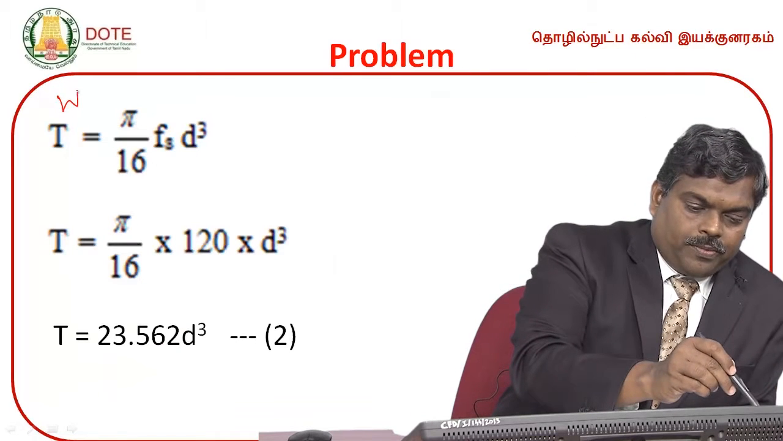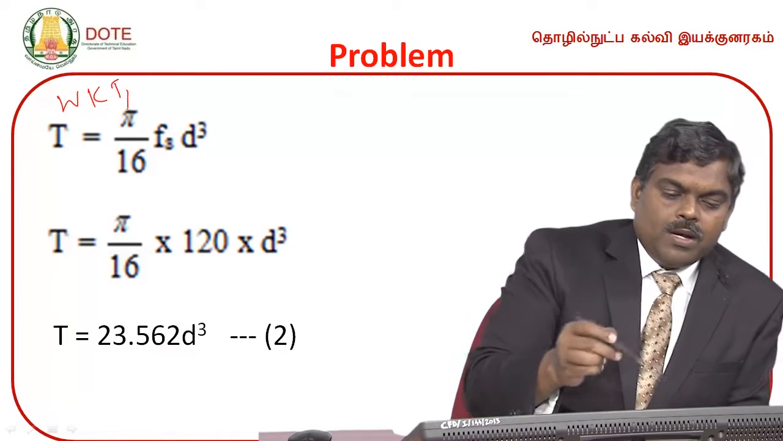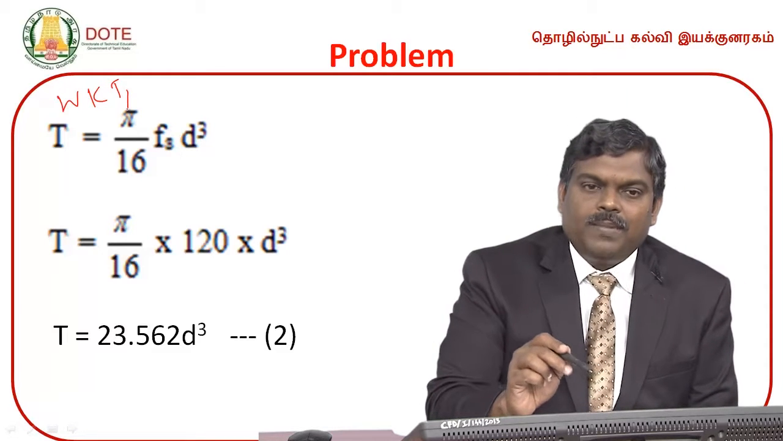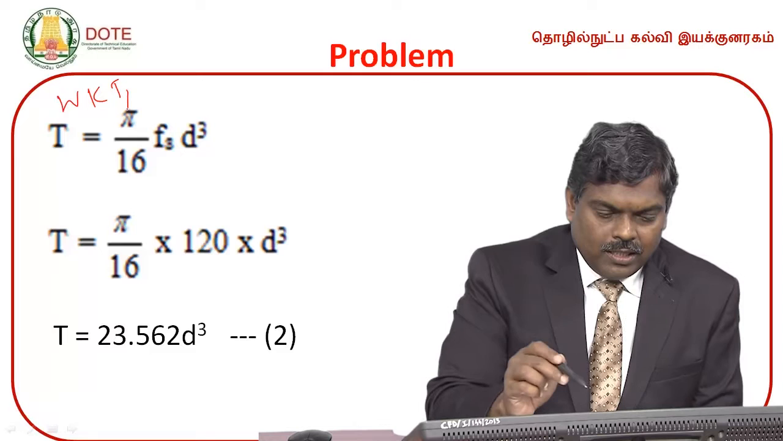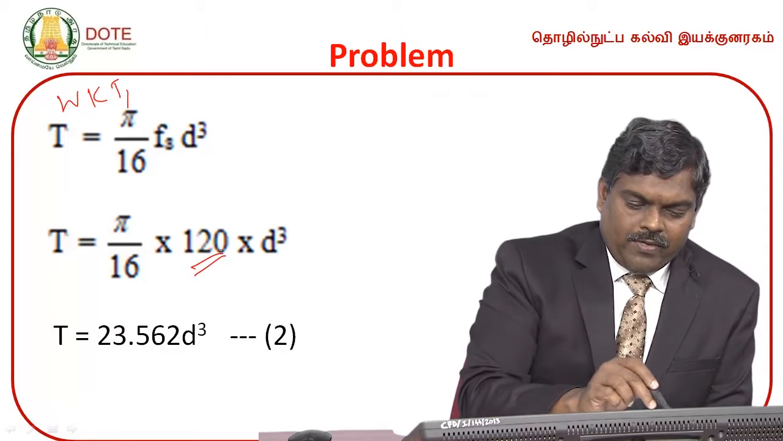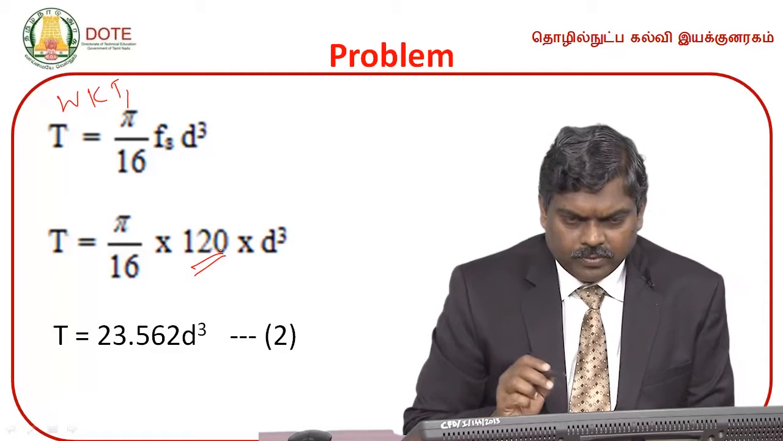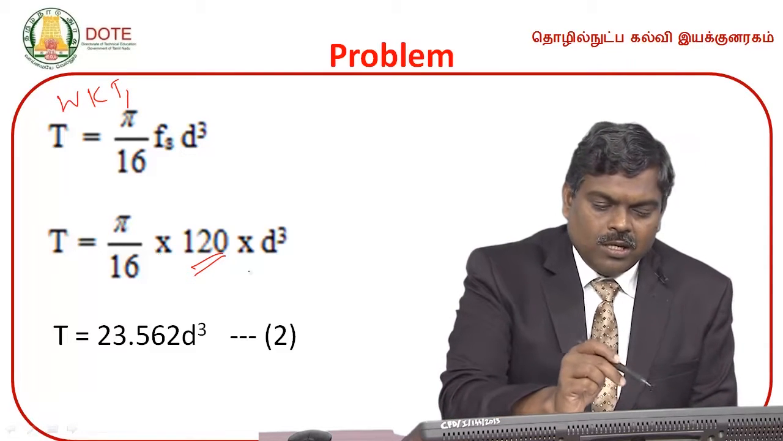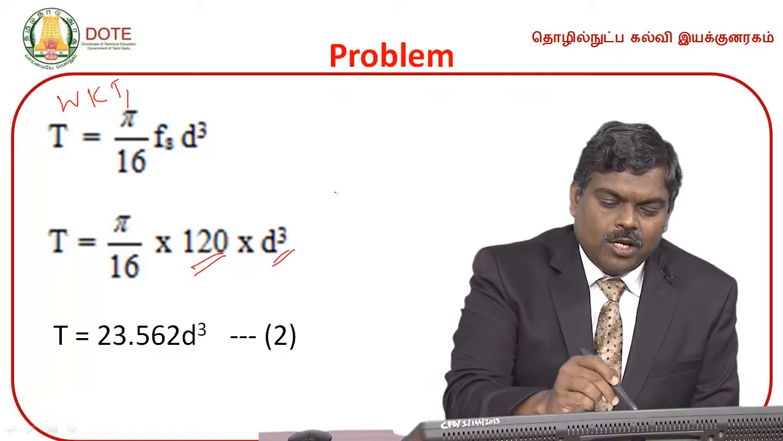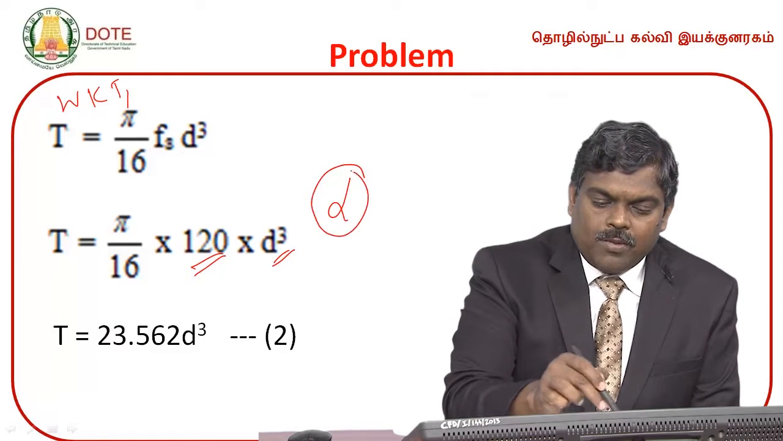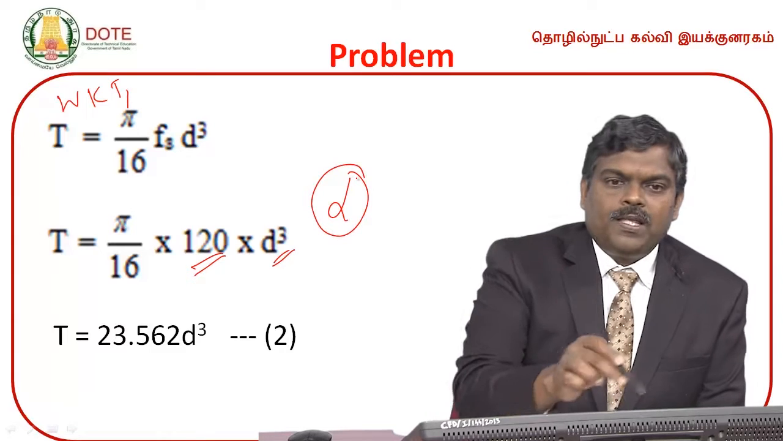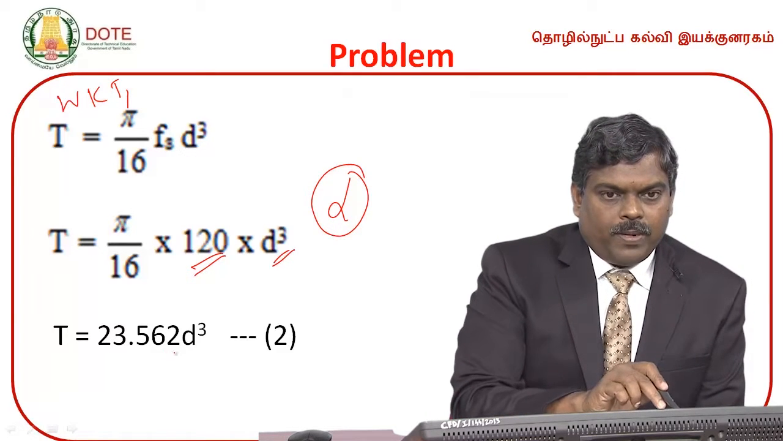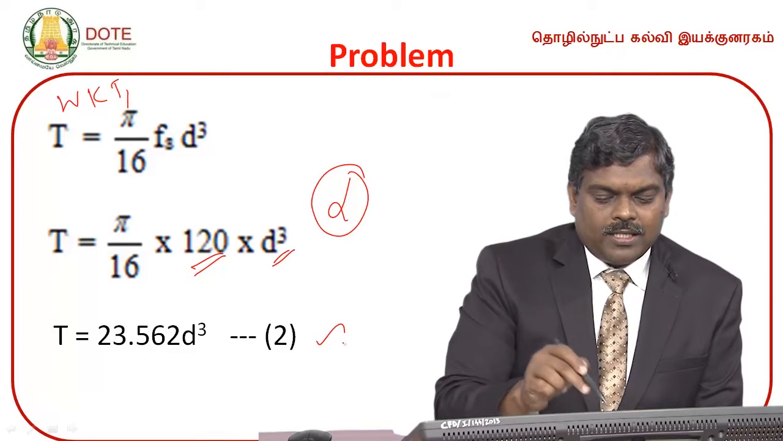We know that torque is given by pi by 16 into sigma s into d cube. That is, pi by 16 into stress into d cube. The stress value is given as 120 Newton per mm square. Therefore torque is equal to pi by 16 into 120 into d cube. Why is it d cube? We do not know the d value, this is what we need to find. So keep it as it is. Now when we solve this and summarize, we get T is equal to 23.562 d cube. Take this as equation 2.